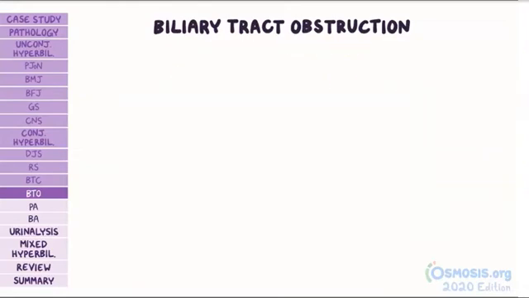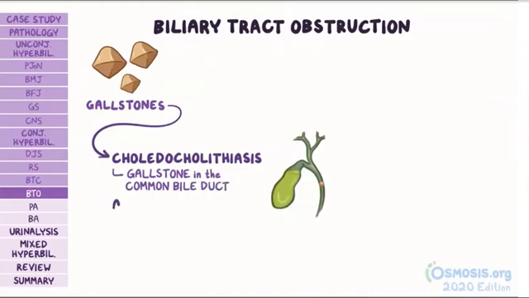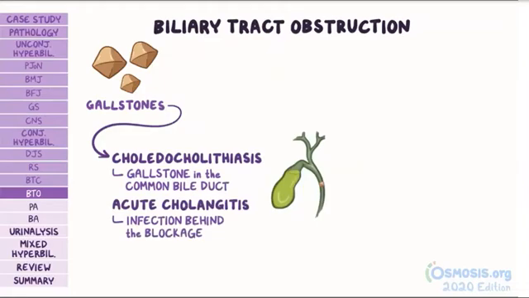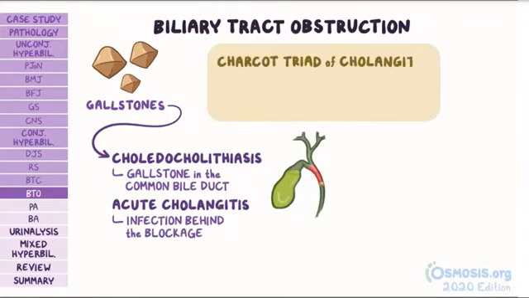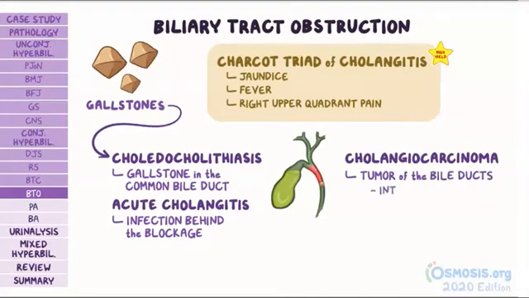Now, biliary tract obstructions are usually caused by gallstones, and this happens with choledocholithiasis, which is the presence of a gallstone in the common bile duct, and acute cholangitis, which is an infection behind the blockage. For your exam, you absolutely have to know that the Charcot triad of cholangitis includes jaundice, fever, and right upper quadrant pain. Another cause is cholangiocarcinoma, which is a tumor of the bile ducts that can be either intrahepatic or extrahepatic.